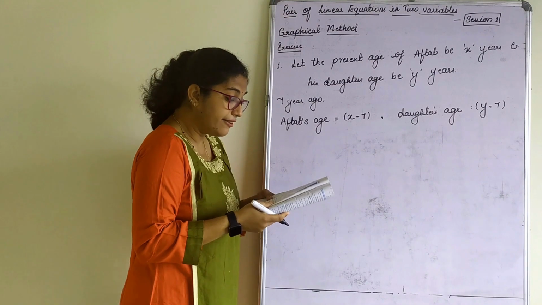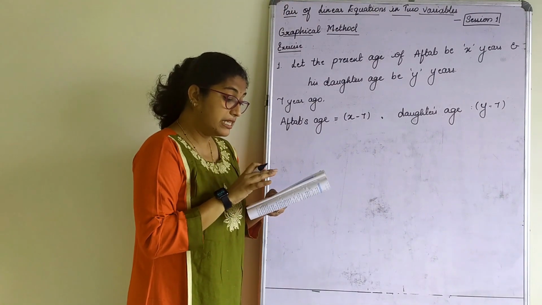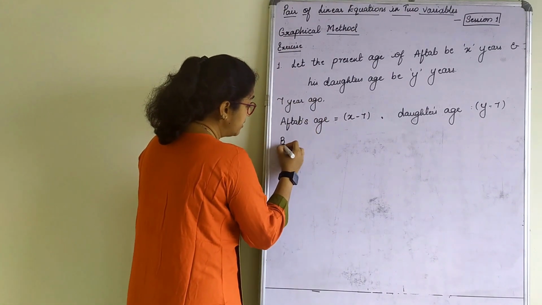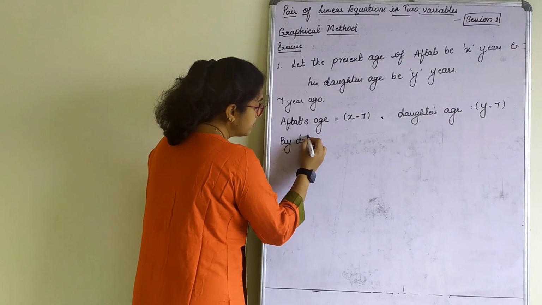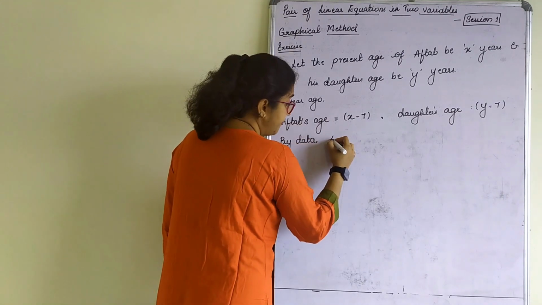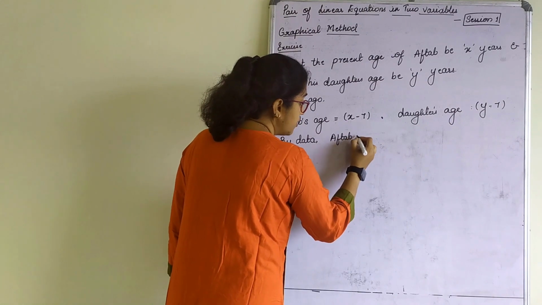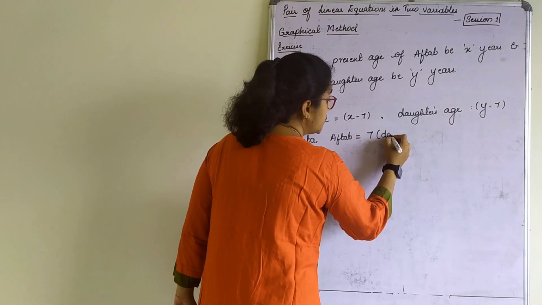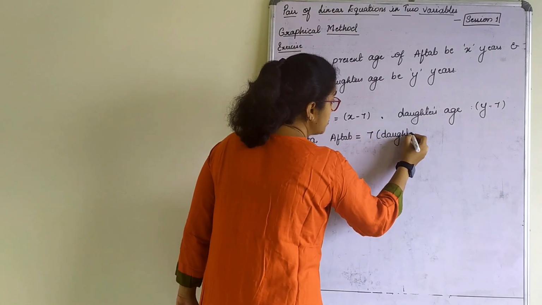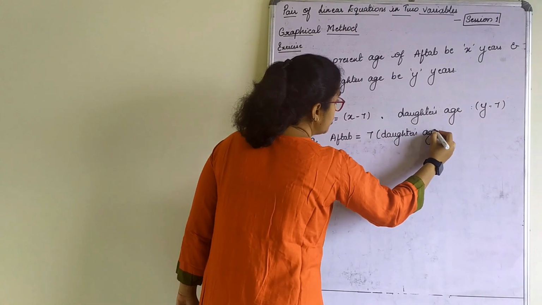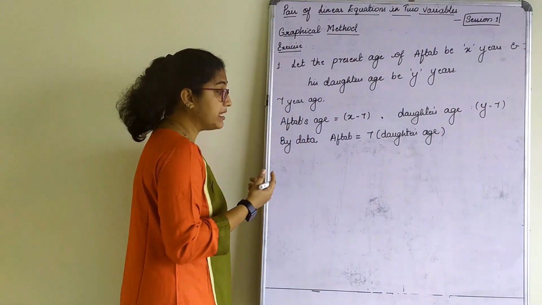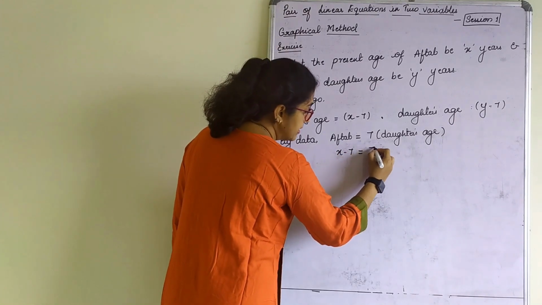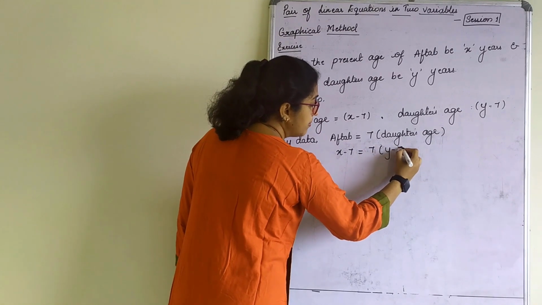Okay. Now read the question again. 7 years ago, I was here. Aftab was 7 times as old as you. That is his daughter. So we'll write here by data, Aftab was 7 times as old as you, as nothing but 7 times as old as daughter's age. See, write this all stepwise. It will be easy for you. What is Aftab's age here? X minus 7. 7 times daughter's age, y minus 7.